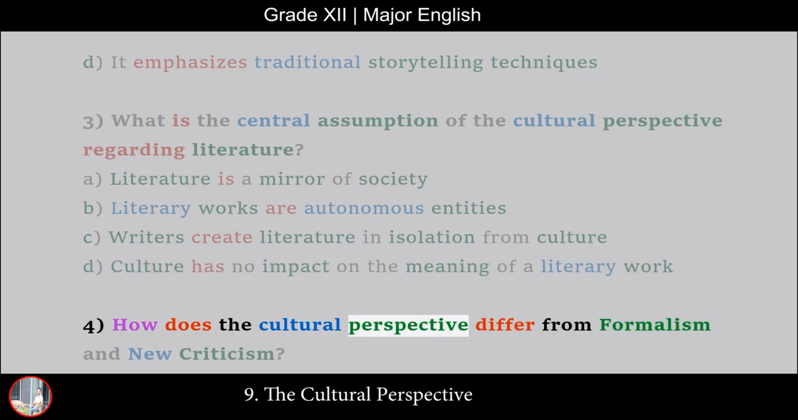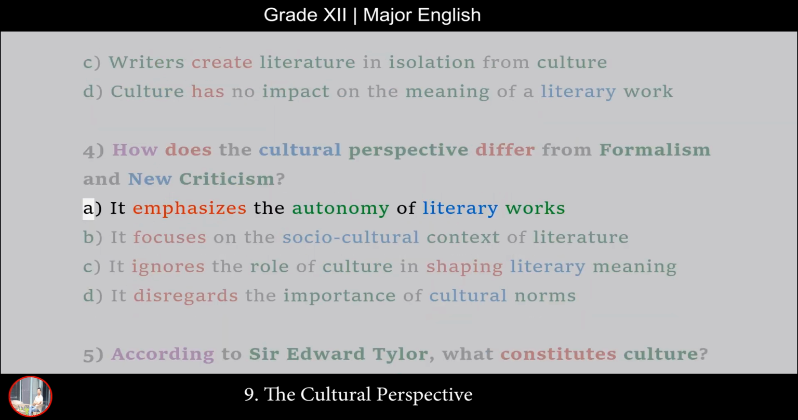4. How does the cultural perspective differ from formalism and new criticism? A. It emphasizes the autonomy of literary works. B. It focuses on the socio-cultural context of literature. C. It ignores the role of culture in shaping literary meaning. D. It disregards the importance of cultural norms.